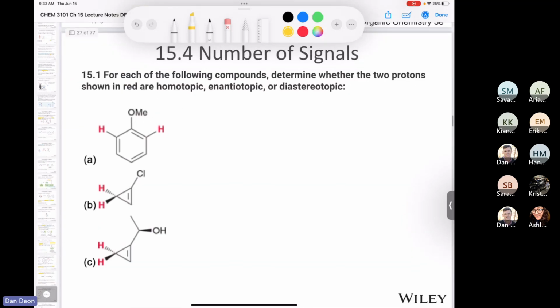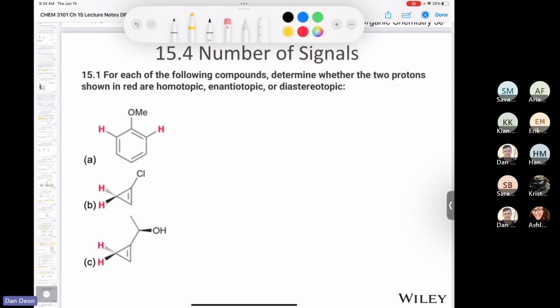So with all that in mind, let's take a look at a practice problem and see if we can identify some homotopic, enantiotopic, or diastereotopic protons. So we'll start out with this first one here. This compound is called anisole. I don't think I've asked you to memorize the name of this compound, but this is called anisole. You could call it methoxybenzene, but anisole is the common name of it.